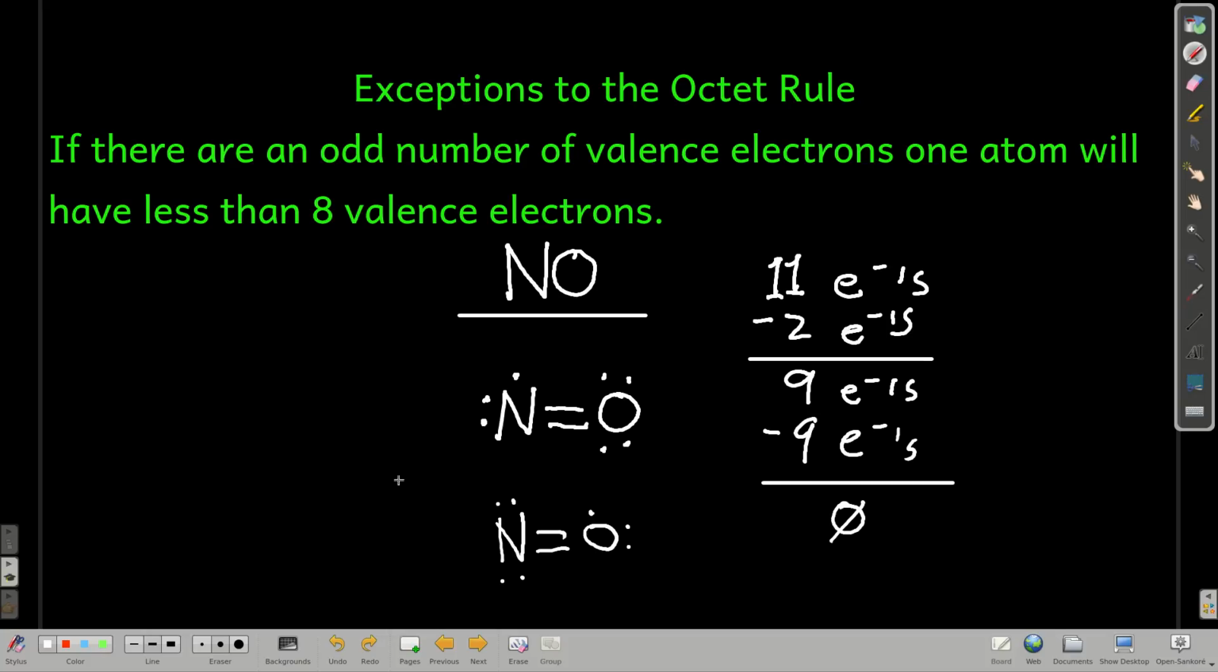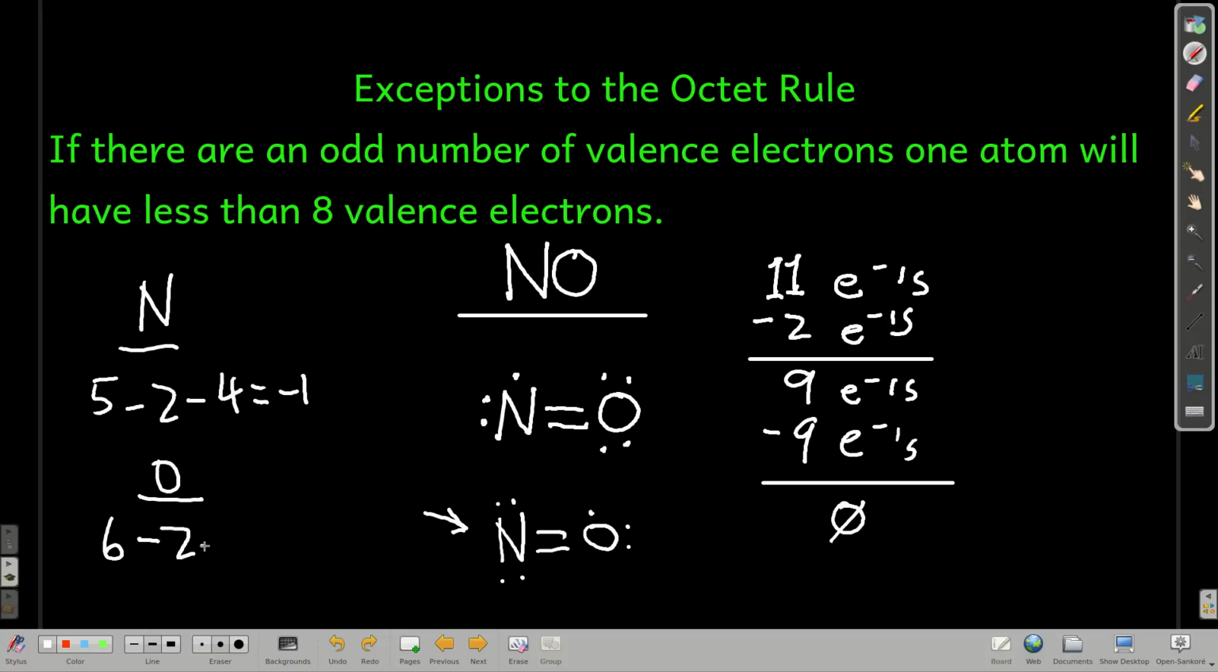So now we're doing the structure right here. Formal charge on nitrogen, 5 valence electrons minus 2 lines minus 4 dots is -1. And oxygen, 6 valence electrons minus 2 lines minus 3 dots is +1. They still add up to 0 because there's no charge, so that's good. But we have formal charges that are bigger in this structure than they are in this structure. And that tells us that this top one right here is the one that most closely represents reality.